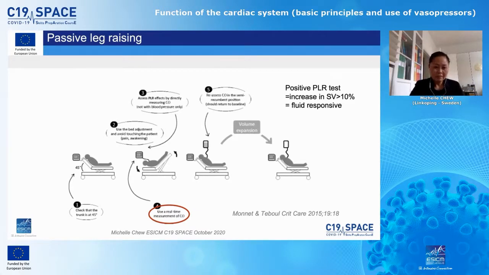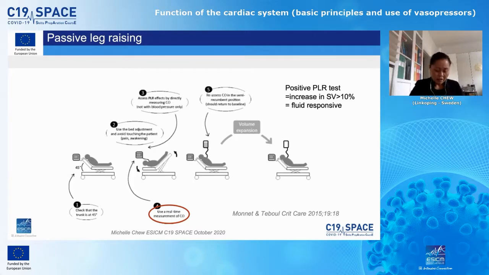So the passive leg raising test requires, however, that the patient already has an arterial line, because you need to measure the cardiac output before the test and after the test. And a change of more than 10% in stroke volume or stroke volume variation is considered a positive test. So a positive PLR test indicates that the patient is fluid responsive.